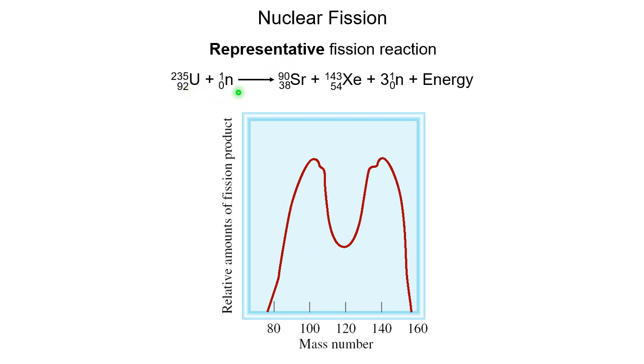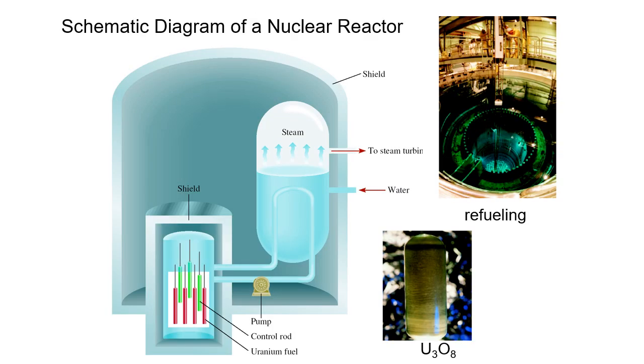When a neutron strikes uranium-235, it splits into 2 different isotopes, and the relative amounts of different products depend on mass number in such a fashion. You have a minimum at 120, one isotope is around 100, and the other is at around 140. So you have plenty of different products, and all of them, of course, are radioactive. How is the reactor designed?